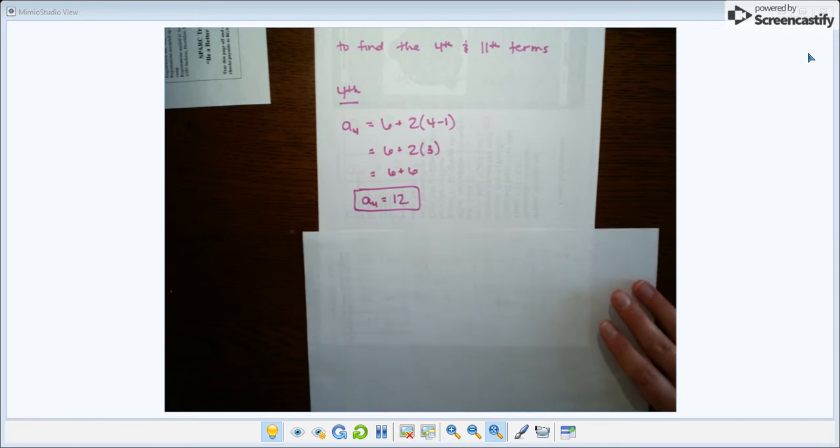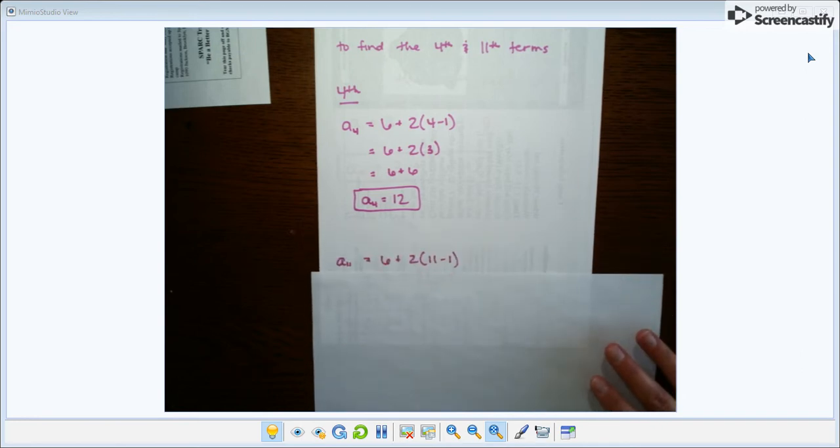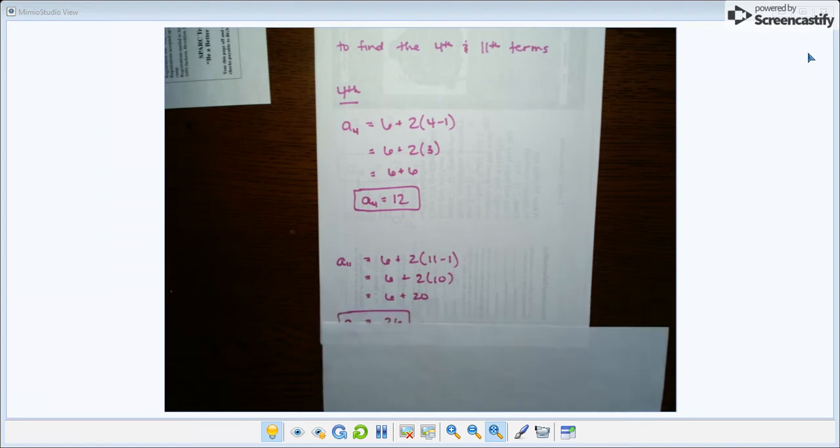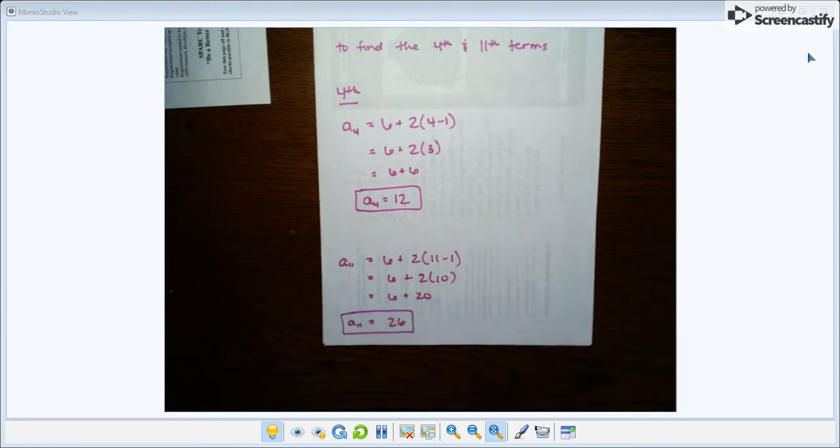Okay, now if I go to find the 11th term, our n value is now 11. So I plug 11 in for n. That becomes 6 plus 2 times 10. 2 times 10 we know is 20, and then we add 6. So our 11th term is 26.